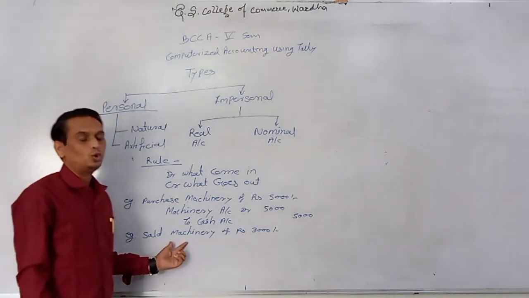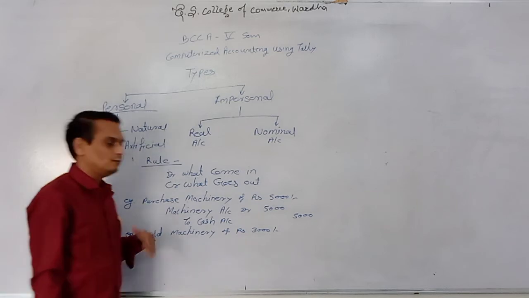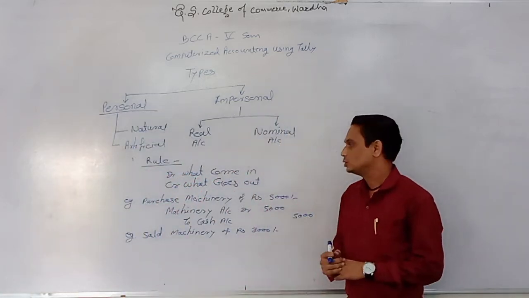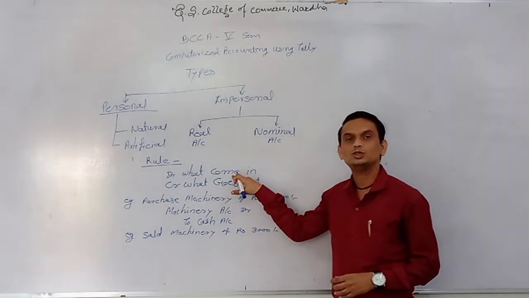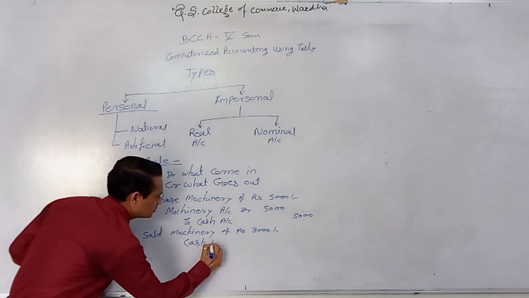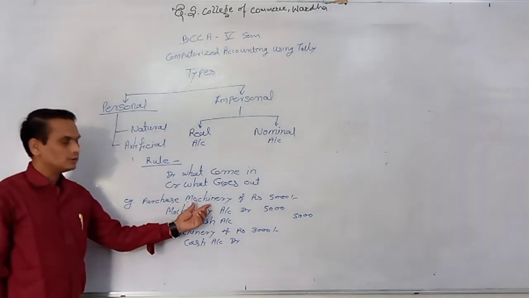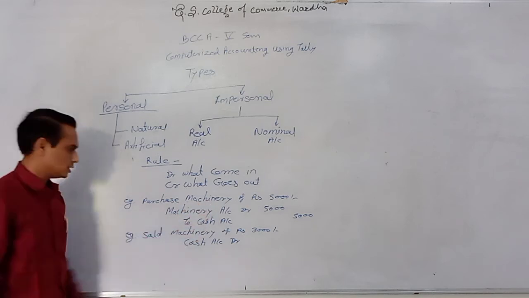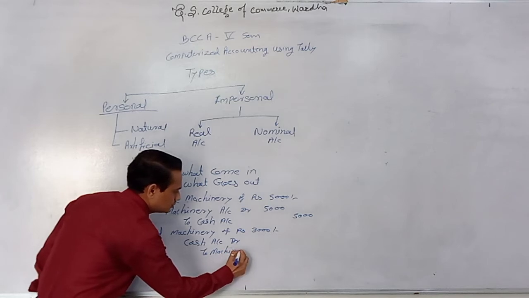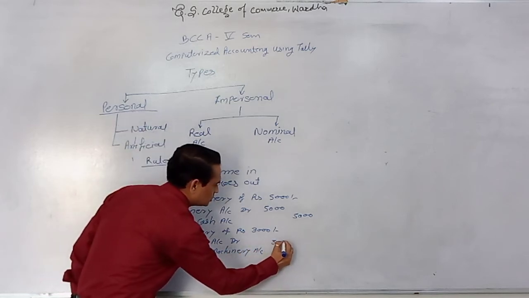Now machinery will be sold, so machinery goes out from the business. And when we sell something, we get cash. So cash comes into the business, and whatever comes into the business should be debited. So cash account debit. And what goes out? The machinery goes out from the business. So to machinery account of rupees 3,000.